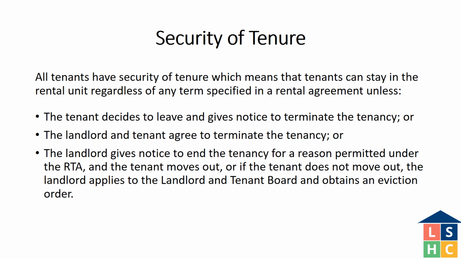The tenancy can only be terminated in 3 ways. The tenant gives notice to terminate the tenancy, the landlord and tenant agree to terminate the tenancy, or the landlord gives a notice to end the tenancy for a reason permitted under the Residential Tenancies Act and the tenant moves out. Or if the tenant does not move out, the landlord applies to the Landlord and Tenant Board and obtains an eviction order.